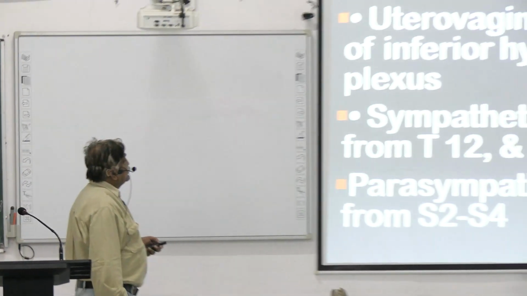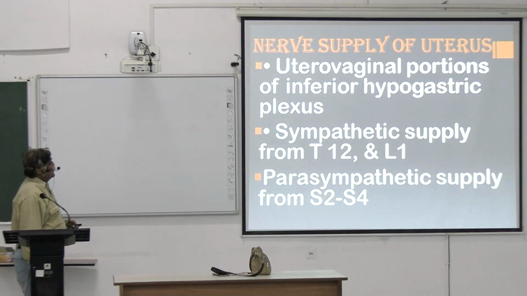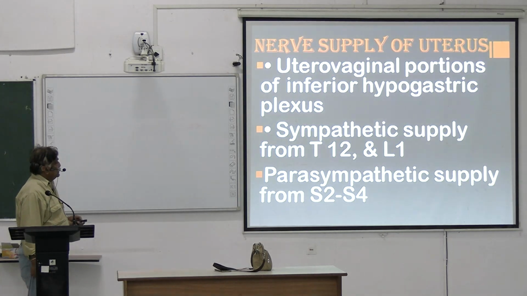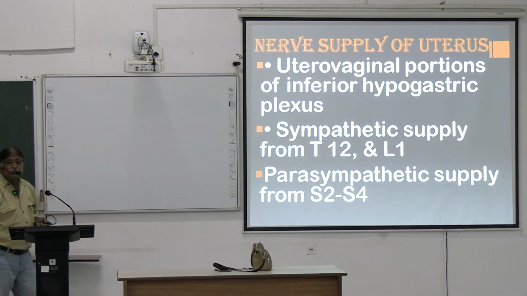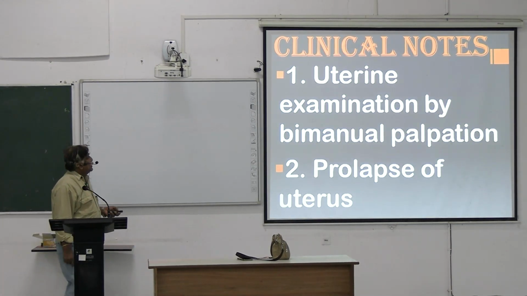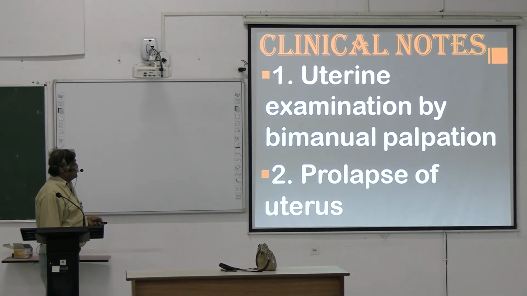Now, nerve supply of the uterus: uterovaginal portions of the inferior hypogastric plexus supply from T12 to L1, parasympathetic supply from S2 to S4. Now, clinical notes: uterine examination by bimanual palpation. Now, the prolapse of uterus.